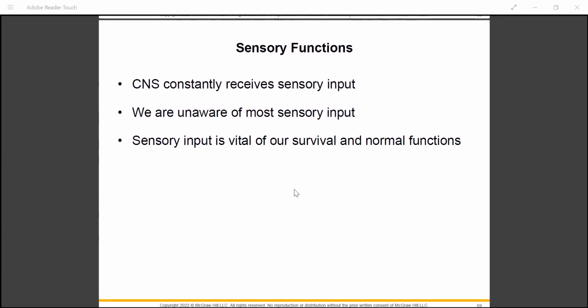So our central nervous system is the one that's actually in charge of filtering through that information and deciding what is actually important and what is not. Most of the sensory input that we bring in, we're actually unaware of, and it would drive you nuts if you had to consciously pay attention to every little piece of sensory input you were getting.